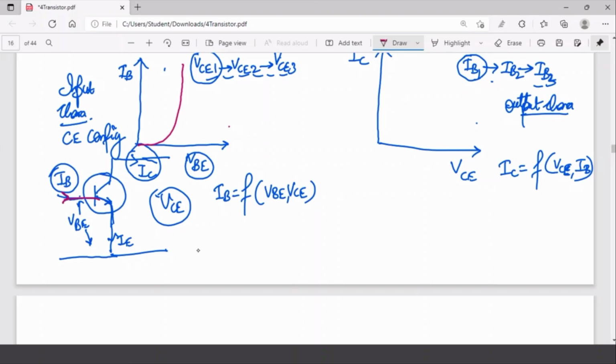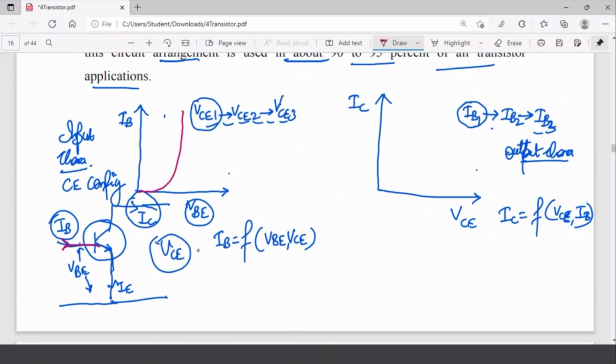Similarly, what will be IC versus VCE? IC versus VCE is known as the output characteristics. And how will these characteristics be? If I have a specific value of base current IB1, for lower values of VCE there will be a very small value of IC, and as we increase the value of VCE, this current will slowly increase and finally become constant.